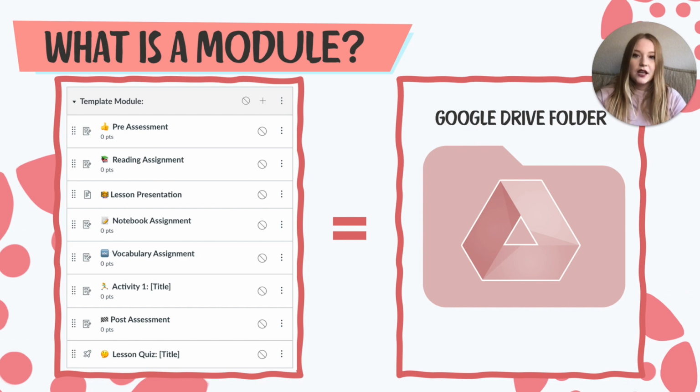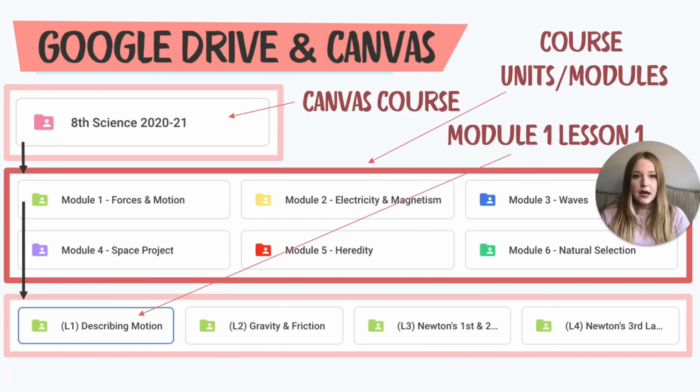So essentially, you have your module. That one module is equivalent to one folder or Google Drive folder. In just a minute, I will show you my Google Drive, but this is basically how it's outlined. You have your course folder. So here I have last year's folder, 8th grade science 2020-21. That's the Canvas course. And then within that folder, I've broken it down into modules. So I have module 1, module 2, 3, 4, 5, and 6.